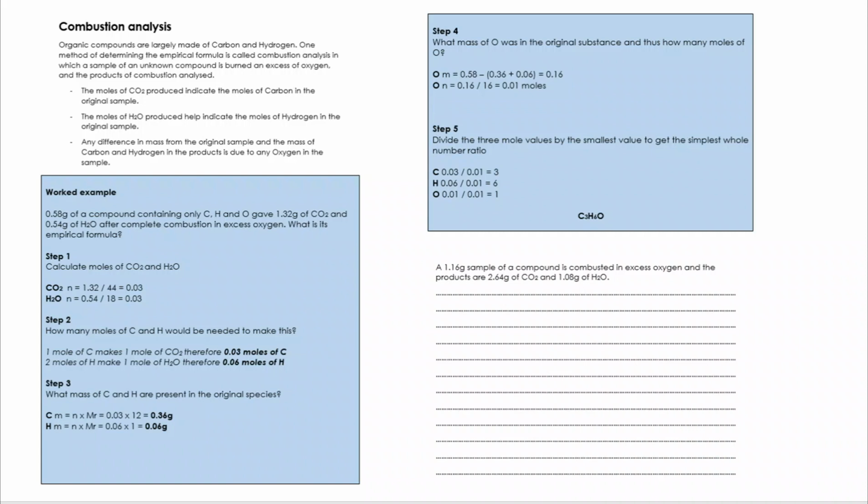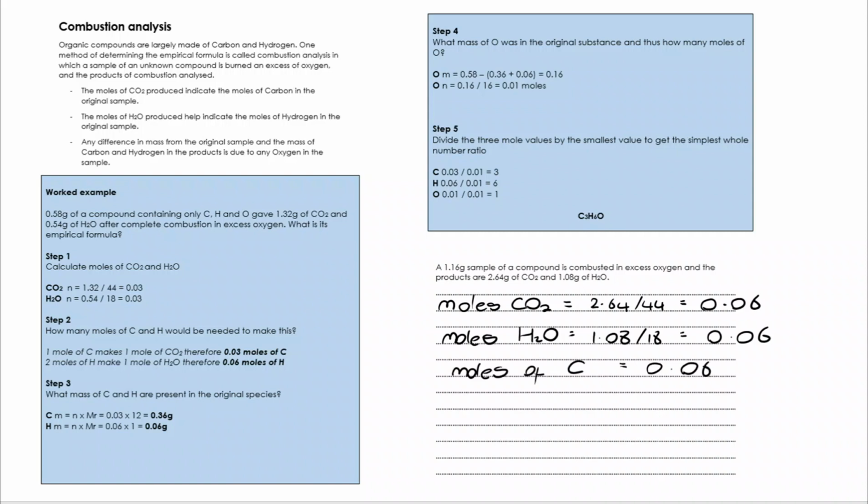Okay, so looking at the information that we've been provided with, I have got 2.64 grams of carbon dioxide and 1.08 grams of H2O. Now that means I can work out my moles of CO2, 0.06. I can work out my moles of H2O, 0.06. From there, I can work out how many moles of C I needed to make 0.06 moles of CO2. There's one C in a CO2, so it's 0.06 moles of C. To make 0.06 moles of H2O, I would need 0.12 moles of H, because there's two H's in every H2O.